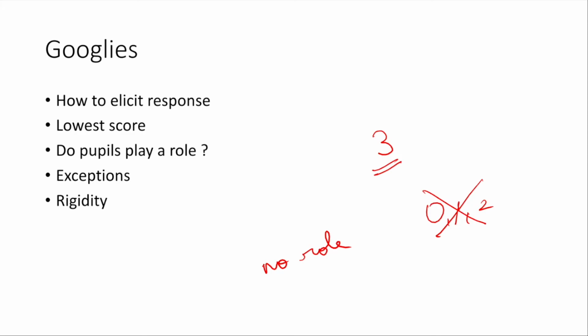Coming to exceptions. There are certain situations in which there is an exception to GCS scoring. The most common of that is when a patient is intubated or has a tracheostomy. How do you score then? If the patient has a tracheostomy tube or an endotracheal tube inside his throat, the V score automatically becomes T.